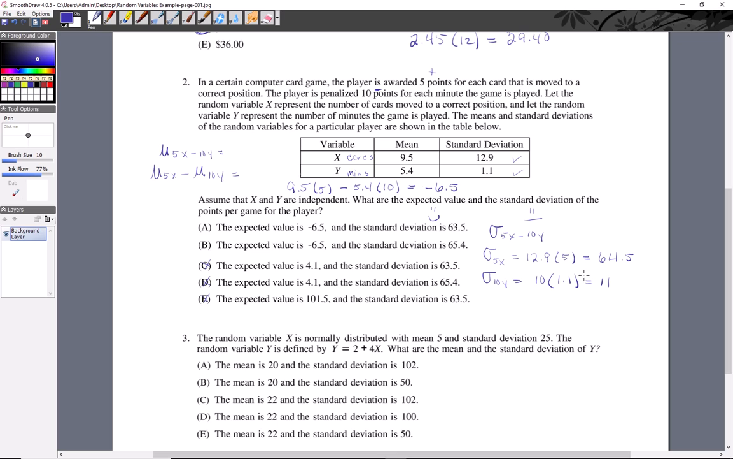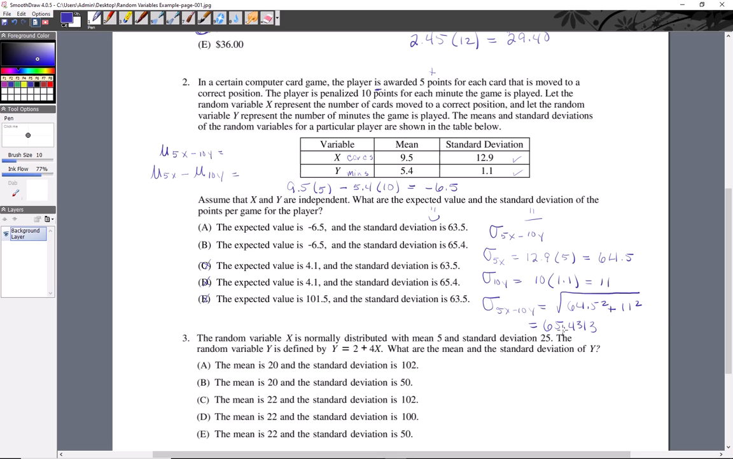Now these are standard deviations. To add those up, we have to go to variance. So let's just say that the standard deviation of 5X minus 10Y is going to be the square root of 64.5 squared plus, remember, minuses always turn out to be pluses, 11 squared. And so you end up with 65.4313.